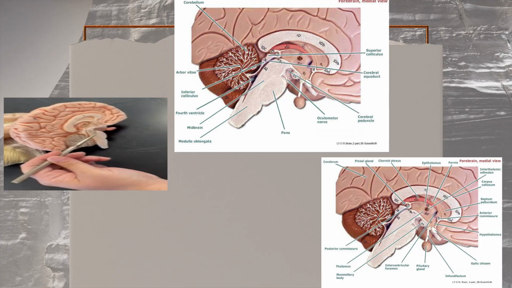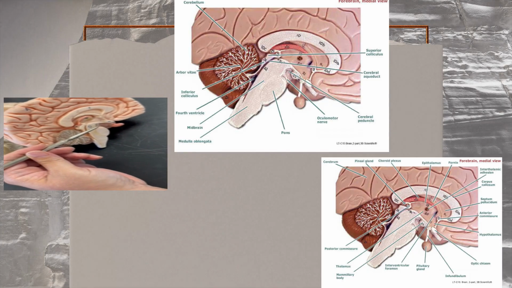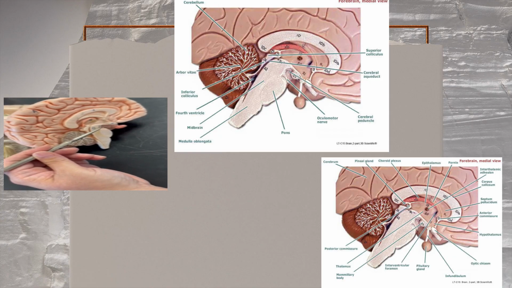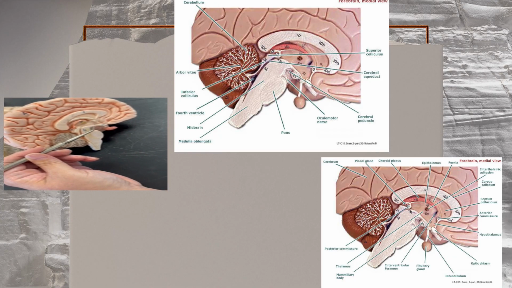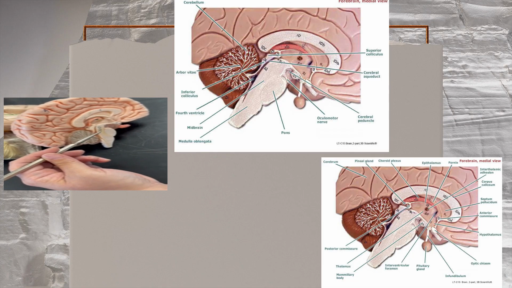The midbrain is right here. It's crucial for motor control, particularly eye movement, and for processing vision and hearing. It is located at the highest part of the brainstem, which is right here.